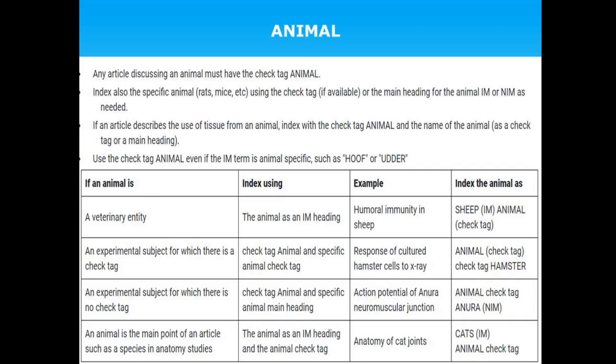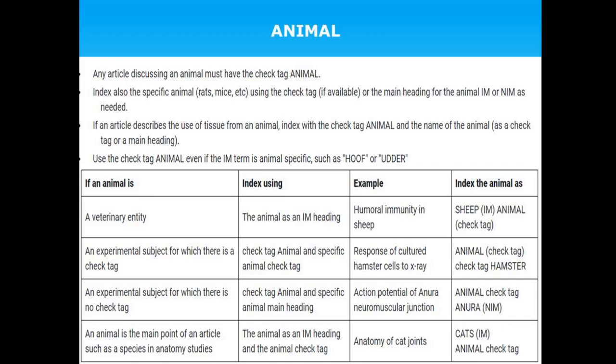If an animal is a veterinary entity, then use the animal as an IM heading, that is a main heading. For example, humoral immunity in sheep. So what you have to do is, here sheep is a veterinary entity, sheep is an animal. So in this case, you have to use sheep as an IM, that is a main point, and animal as a check tag. Animal is definitely a check tag, and here sheep becomes an IM.